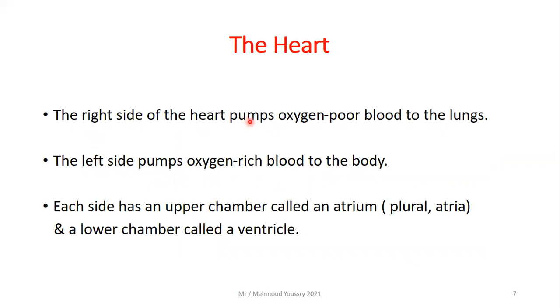The right side of the heart pumps oxygen-poor blood to the lungs. Please focus on this part. The right side of the heart pumps oxygen-poor blood to the lungs. The left side pumps oxygen-rich blood to the body. Each side has an upper chamber called an atrium, the plural is atria, and a lower chamber called a ventricle.